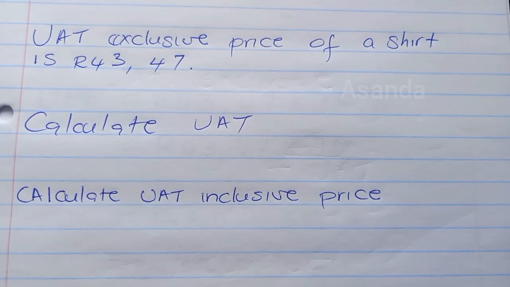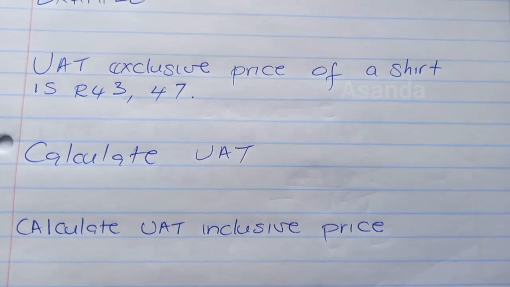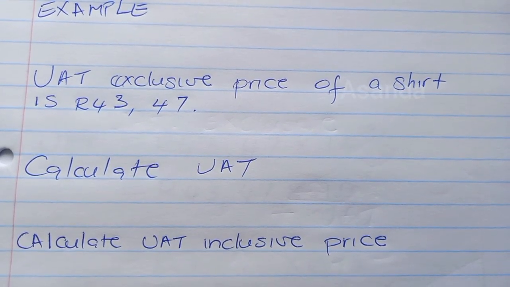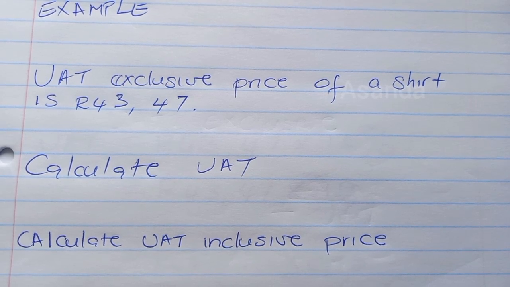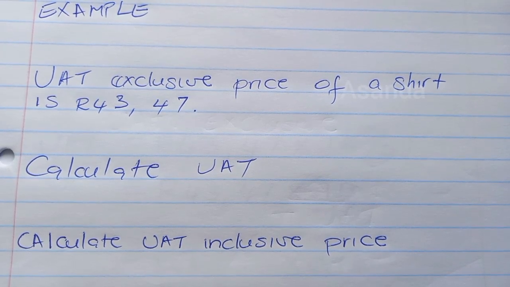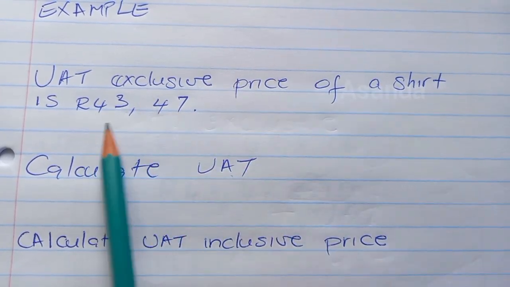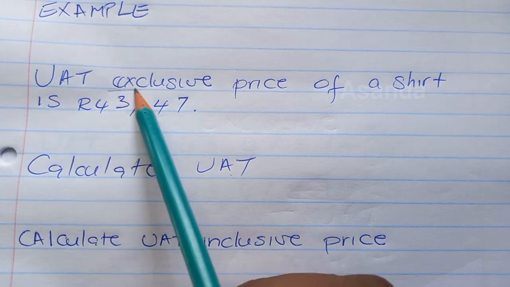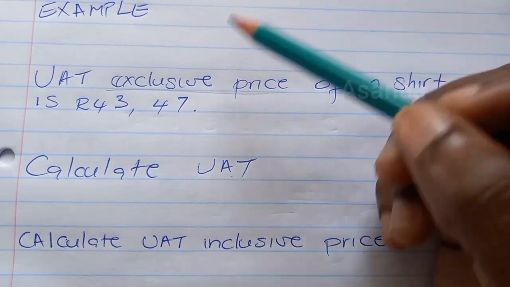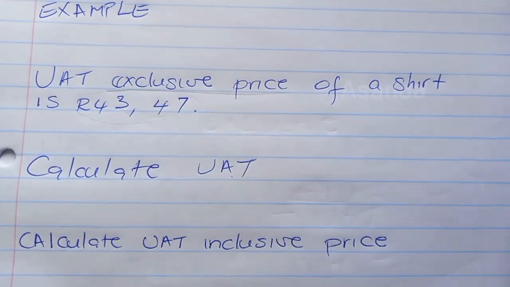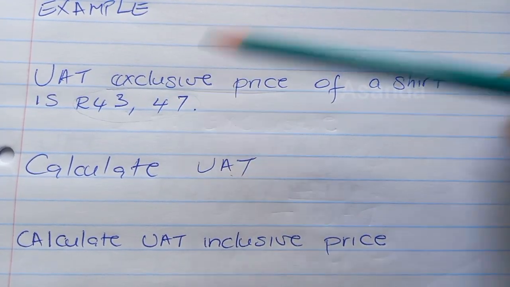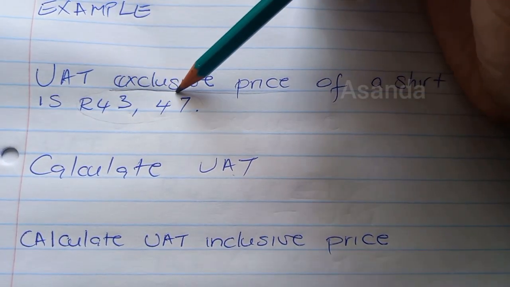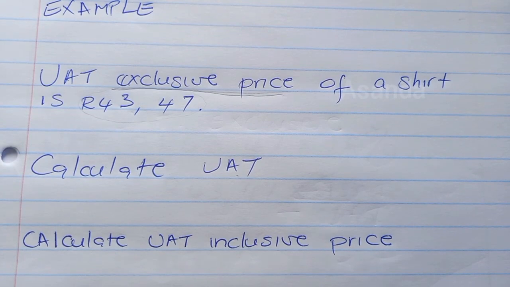Before we go any further, I would like us to take a look at this example. The VAT exclusive price of a shirt is 43 rands and 47 cents. Now, before we read the questions, I would like us to read the statement and get something there. It says there, VAT exclusive price. So I already know there is no VAT in this amount. That's very important to know. This amount does not have VAT. I know this because they told me there that this is a VAT exclusive price.